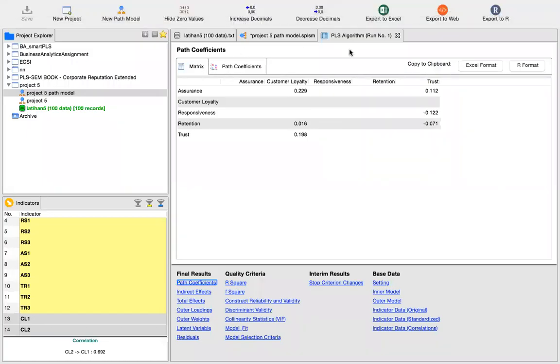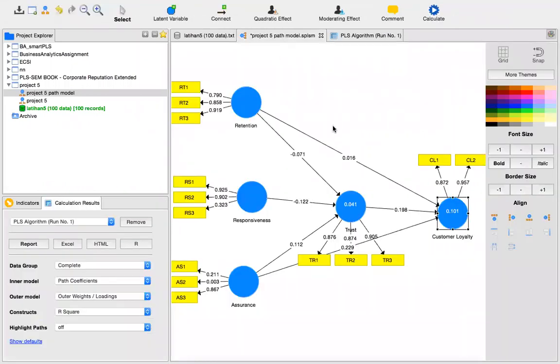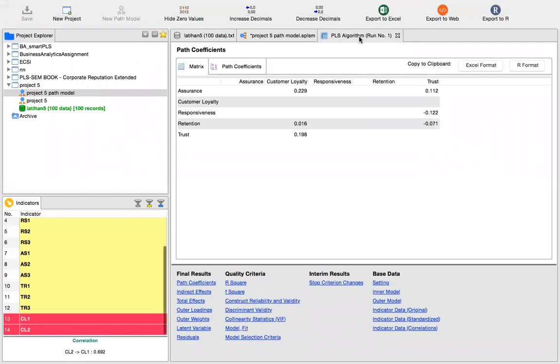Okay, so this is for project number 5. This is the path model. And I also already calculated the PLS algorithm, and this is the result. So we're going to check our outer loadings.